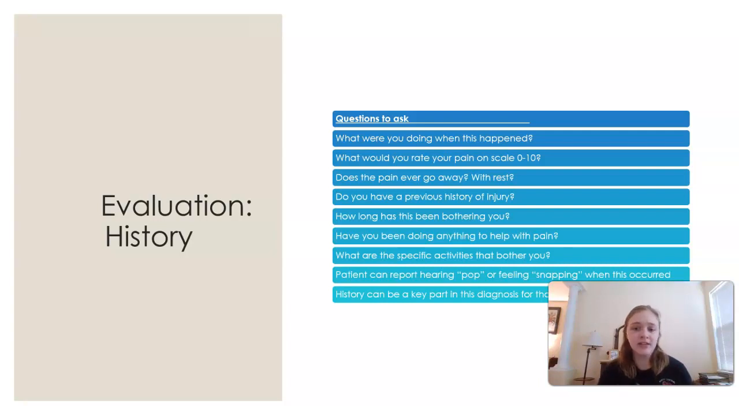We want to ask, does the pain ever go away? Does it only occur when they're doing specific activities? Is it constant? Does it go away with rest? Making sure that we're asking those kinds of questions. And then to take a deeper look into things, we can ask, did the patient hear a pop? Did they feel a snapping? Because that can rule in and rule out some things.